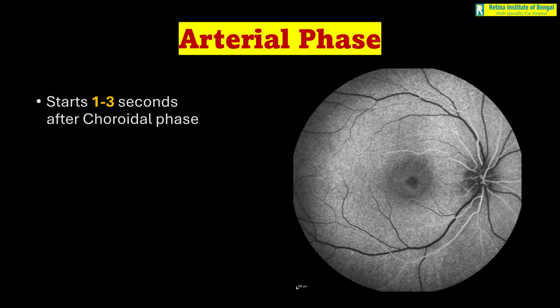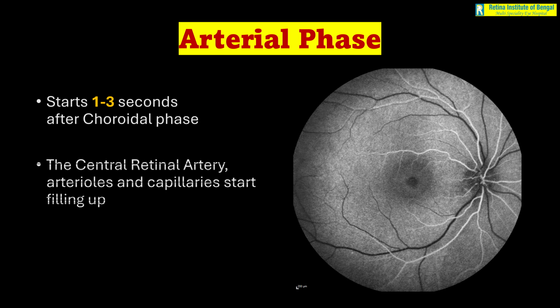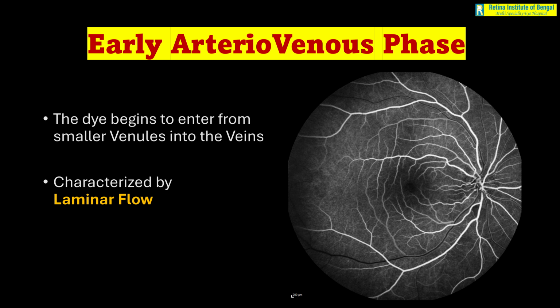The second phase is when the dye starts entering the arteries. This begins 1 to 3 seconds after the choroidal phase, and you can see here the dye is first entering the central retinal artery and then the arterioles. So this is called the arterial phase. The next phase is the early arteriovenous phase. In this phase, the dye enters the smaller venules and starts entering the major blood vessels. So you can see here, for example, this is the artery getting filled up, the venules getting filled up, and now look here, the dye slowly starting to enter the major veins.